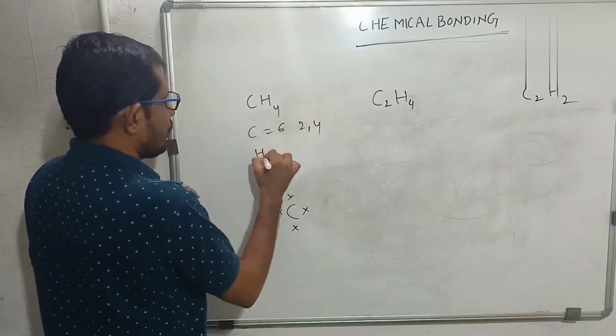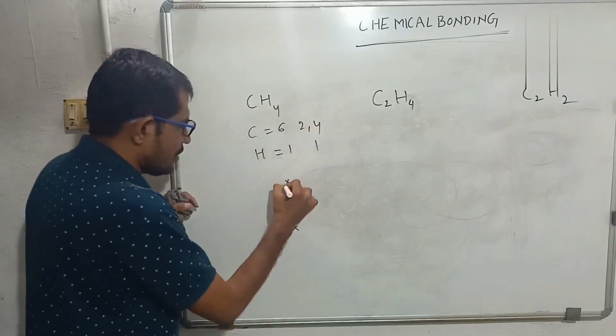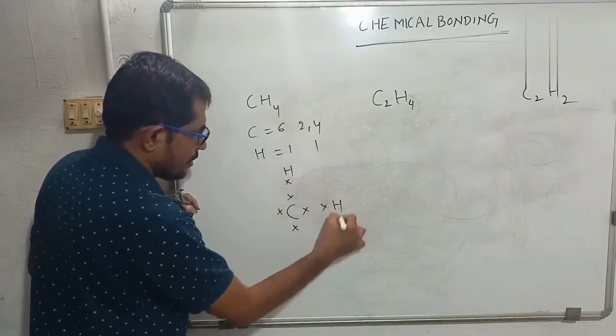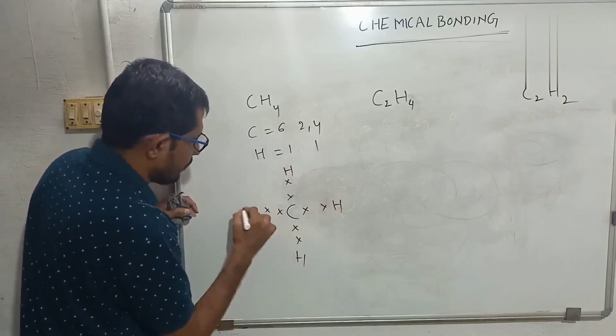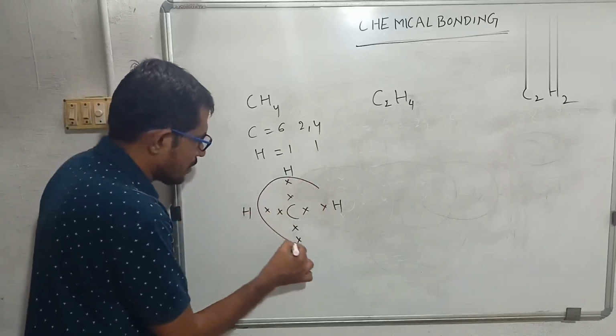Hydrogen atomic number is 1, right? So the electronic configuration is also 1. Hydrogen has 1 electron, right? So the circle will become like this.